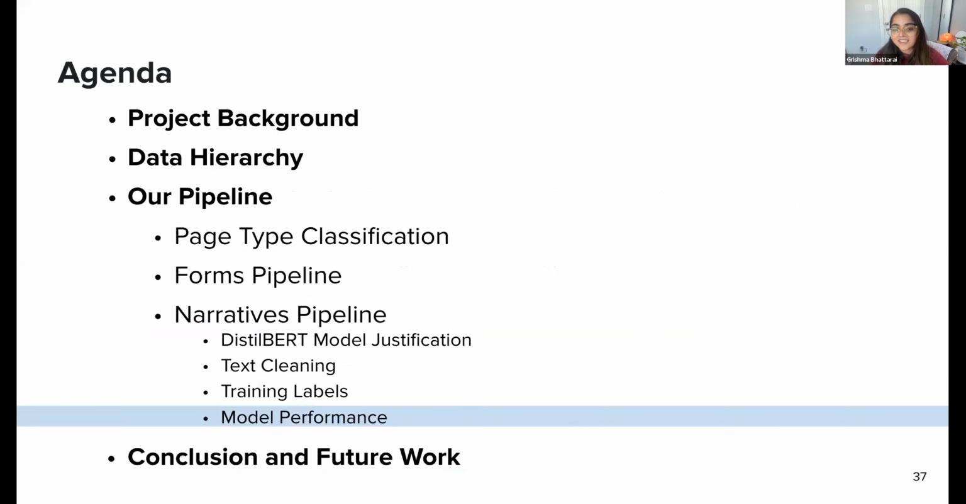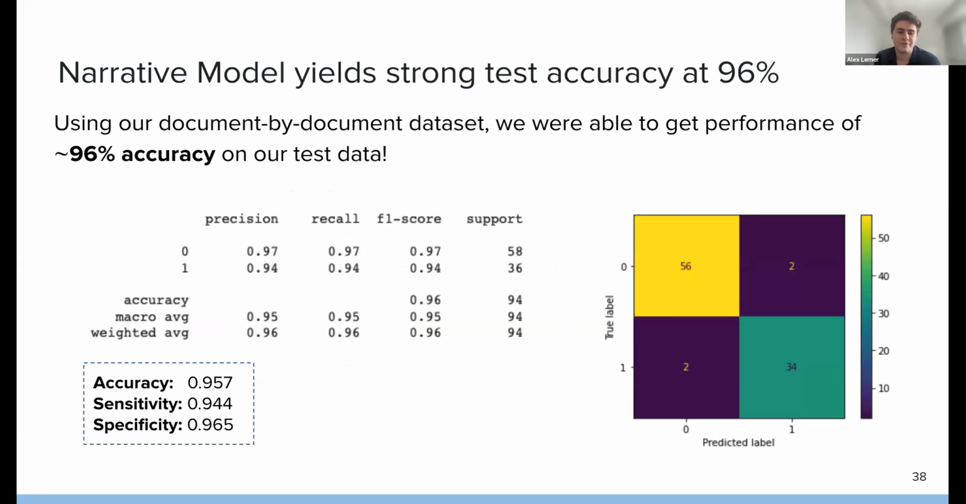So now Alex is going to take us through model performance after we input the pre-processed training data into our model and evaluate it on our test data. Yeah, thanks, Grishma. Go to this slide. We're very proud of our results. Our narrative model yielded a really strong test accuracy of around 96%. I want to look first at the picture on the right, which is our confusion matrix. The top left corner, where it says 56, is the number of documents not containing behavioral health that were classified correctly. The bottom right is the ones that did contain it and were classified correctly. And the other two corners are the false positives and the false negatives.